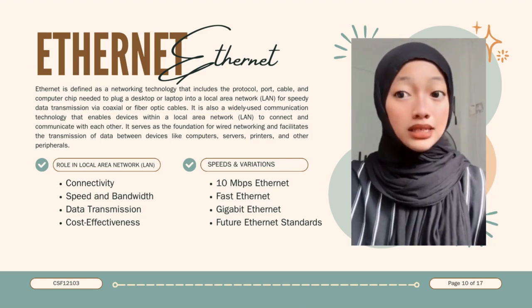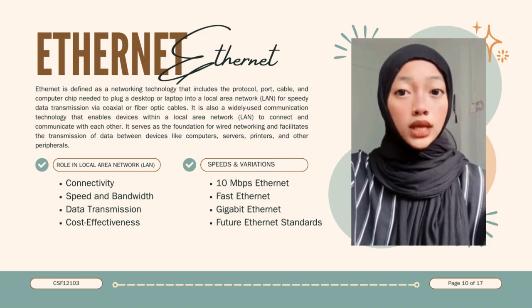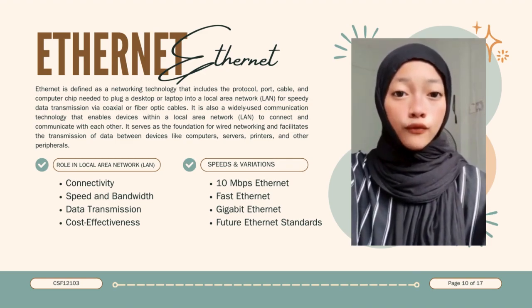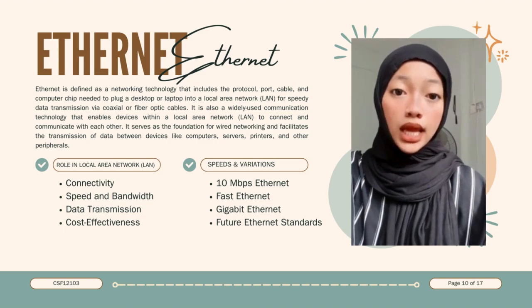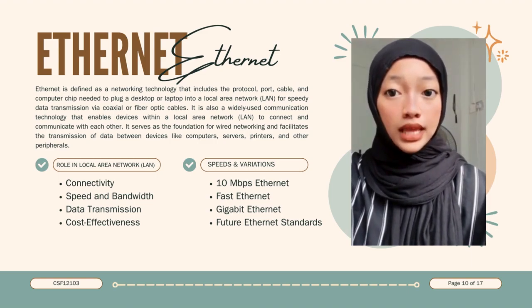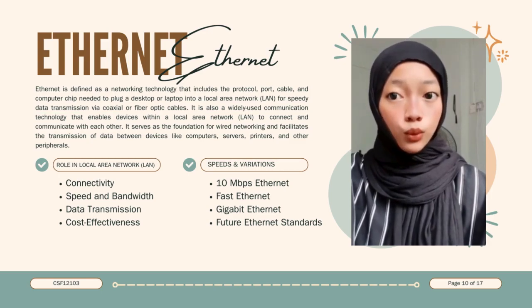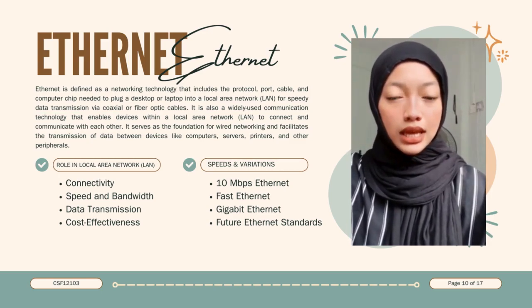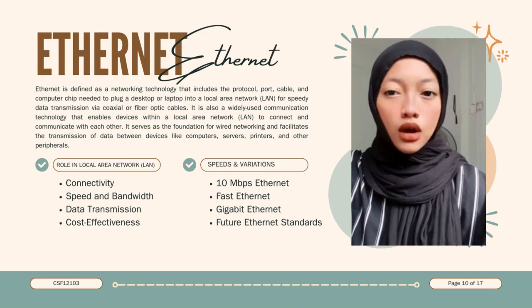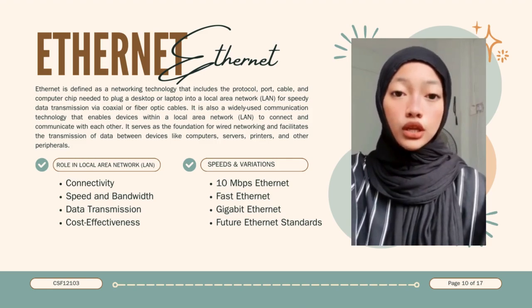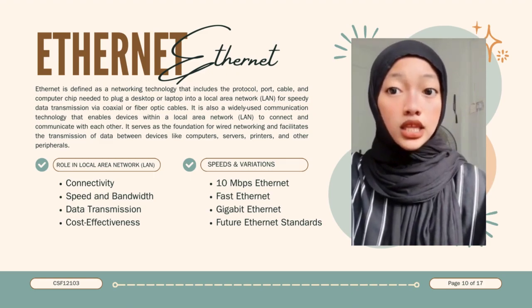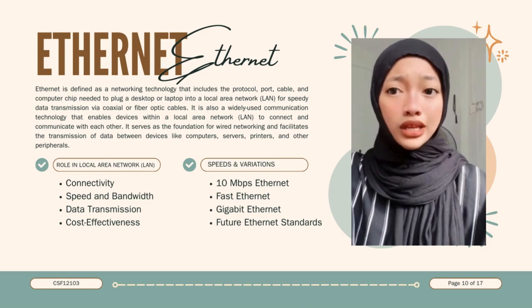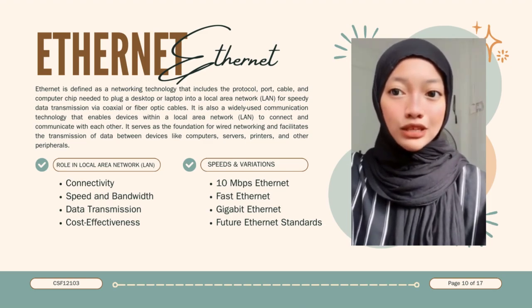Number 3 is Gigabit Ethernet. Gigabit Ethernet, or 1000BASE-T, operates at a speed of 1 gigabit per second, 10 times faster than Fast Ethernet. It became widely adopted in both consumer and enterprise networks, offering significantly increased bandwidth for data-intensive applications. And the last one is future Ethernet standards. Ongoing advancements in networking technologies continue to push the boundaries of Ethernet speeds. Standards for speeds beyond 100 gigabits and developments like 200 Gigabit Ethernet and 400 Gigabit Ethernet are being developed to meet the ever-increasing demand for faster data transmission.